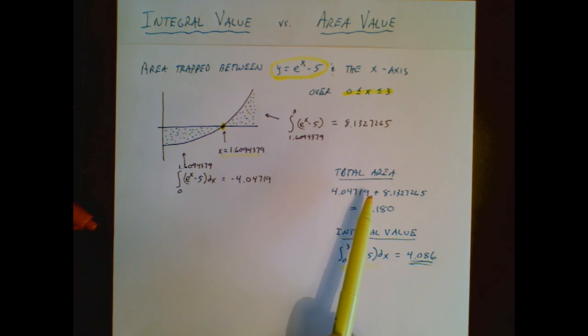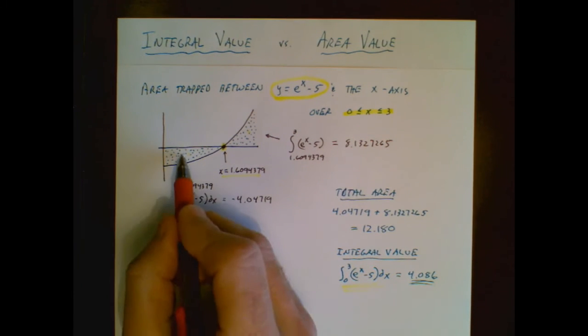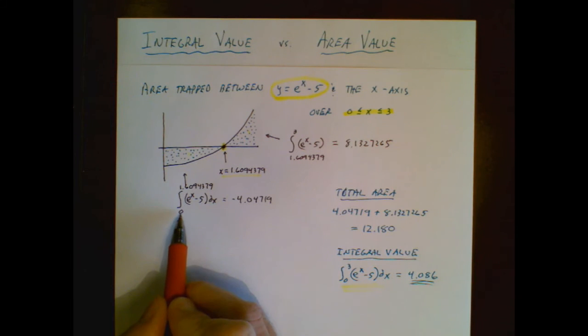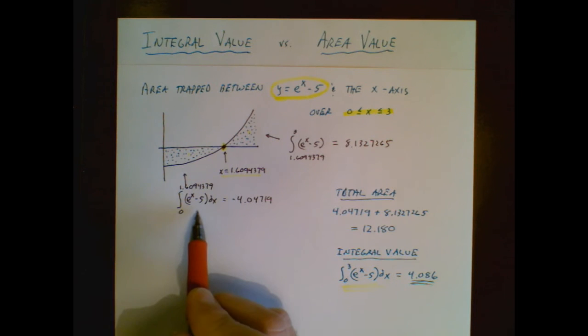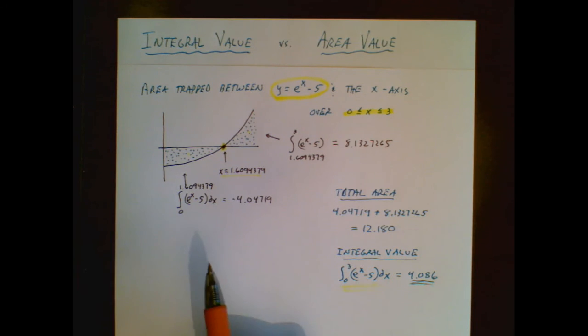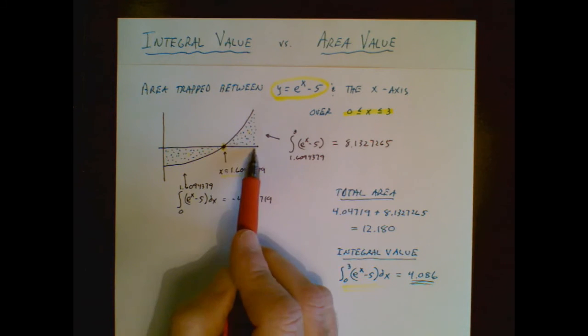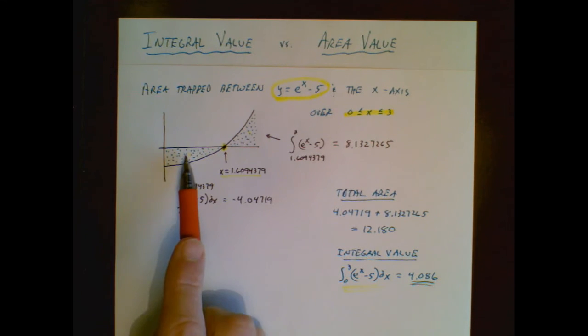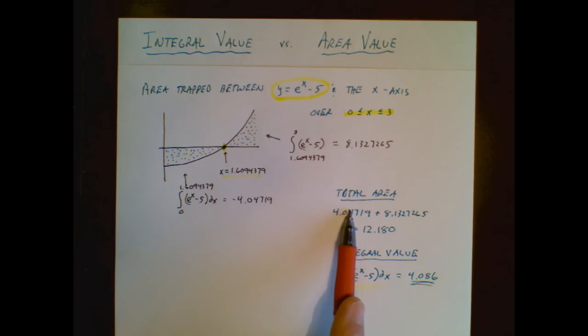But now if I wanted to do the area, I really have to think of these two separate compartments. So this compartment right here is represented by this integral 0 to 1.609 blah blah blah, because that's the intersection point I found. We have to do this as an integral because it's not a convenient triangle. Same thing with this compartment. Now I start at 1.609 and I go all the way over to 3. And you'll notice that the amount of area I have here is 4.04719. The integral likes to call it negative, but the actual area is 4.04179.